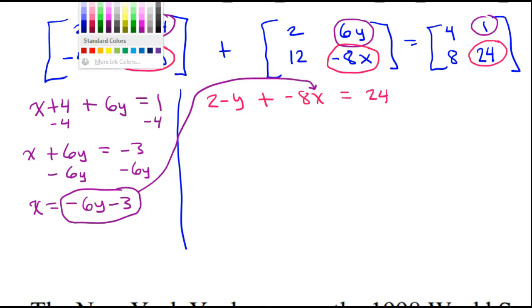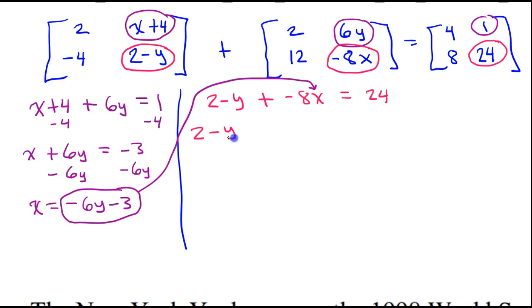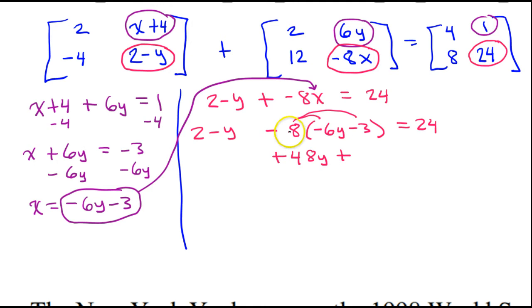So that is going to give me 2 minus y. Instead of putting plus negative 8, I think I'll just put minus 8 times, and now here comes the x that I'm substituting for. Instead of x, I will write negative 6y minus 3 equals 24. Distributing this negative 8, if I multiply negative 8 times everything, that's going to give me a positive 48y and a positive 24.